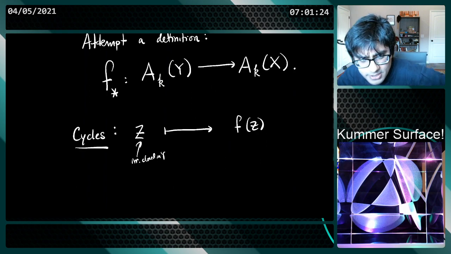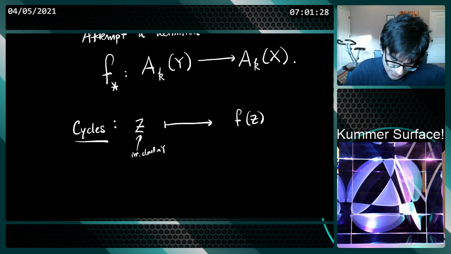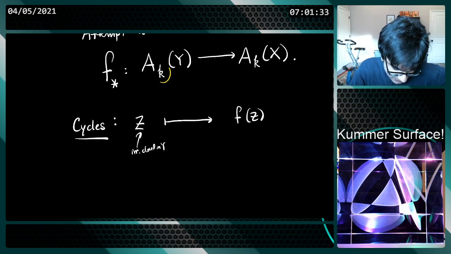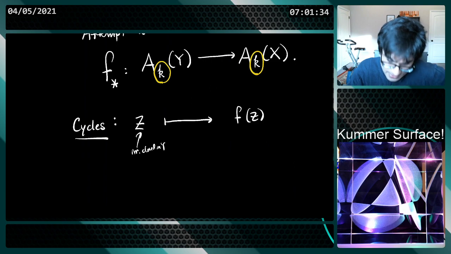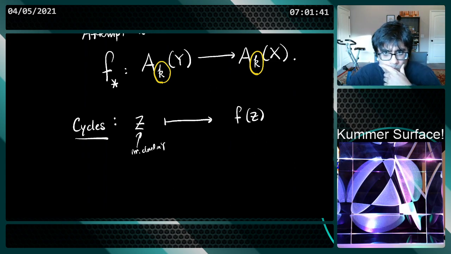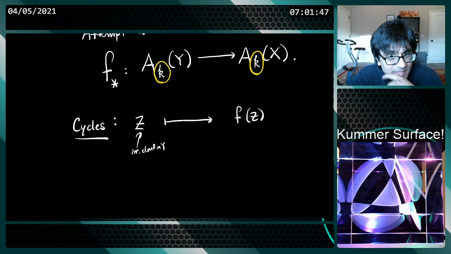Okay, so you do this. Now here's some things that you might not have thought about. I'm saying that a k-dimensional thing should map to a k-dimensional thing, right? What can happen to dimension under regular maps? It can go down. So what happens if f of z is smaller dimensional?